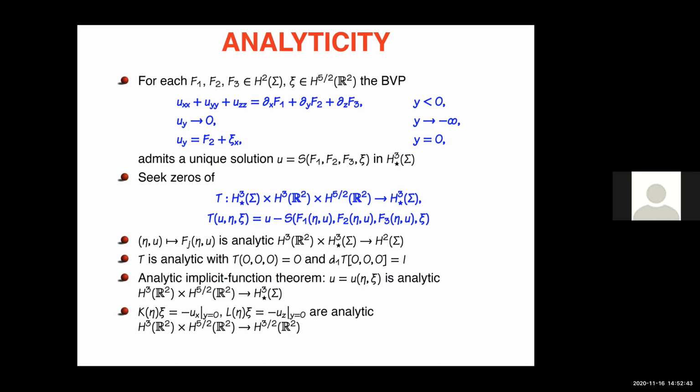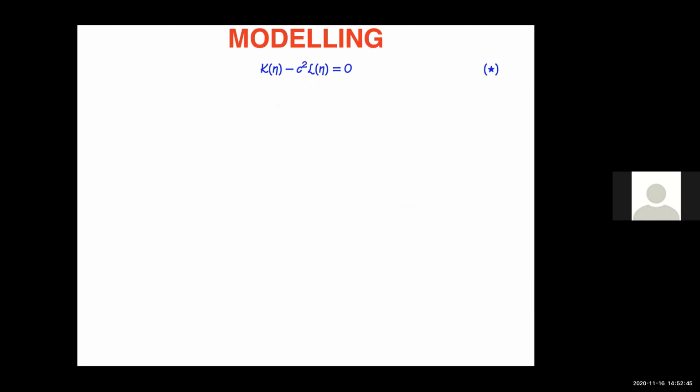Now, in our formulation of the water wave problem, it means that the operators script K and script L are also analytic functions of eta in a neighborhood of the origin. So I hope I've persuaded you that the equation star is a valid equation. The left-hand side is an analytic function of eta in a neighborhood of the origin in its function space H3. And we can study this equation now in a rigorous fashion.